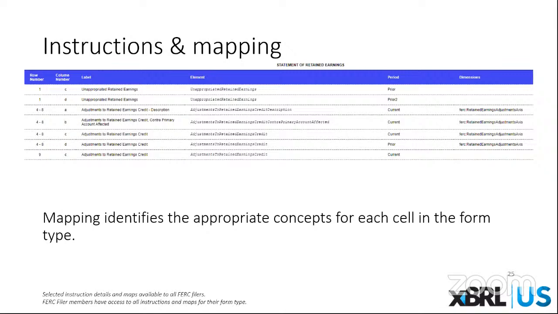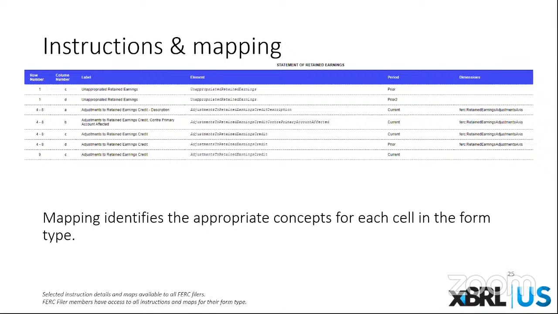Speaking of retained earnings, this is giving an example of retained earnings credit. This is basically telling you what the row number was in the original form, rows 4 through 8 in column D. So you can do adjustments to retained earnings credit. It basically tells you that row on that schedule, on that column, should be tagged with the element adjustments to retained earnings credit, and it should be prior, and it should be tagged with the retained earnings adjustment axis.